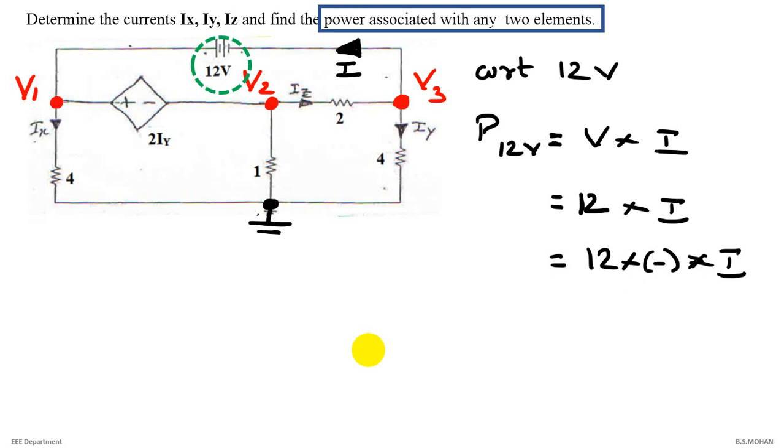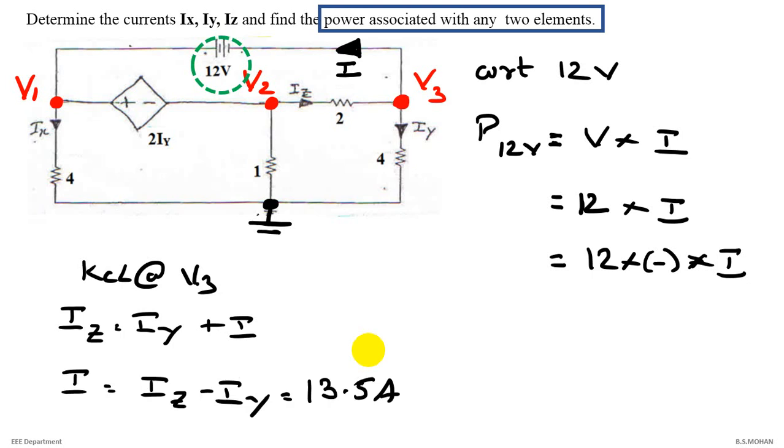Now how can we find the value of I by node voltage analysis? We cannot do it by nodal directly. We have to use the concept of KCL. So let's apply KCL at V3. When we apply KCL at V3, there are 3 currents: I, Iz and Iy. So we can write the equation as Iz is equal to Iy plus I. These are the orientations. Now we have already calculated the value of Iz and Iy, so it's very easy to find the value of I as 13.5. Once you substitute the value of I, we get the answer as minus 162 watt.